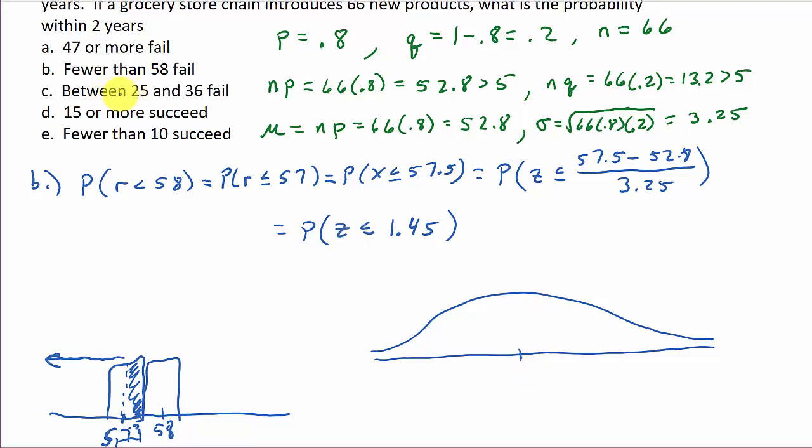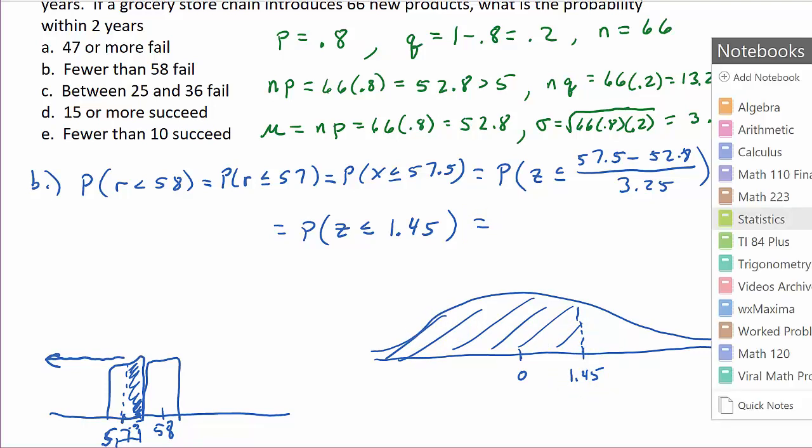I might do it on this one, and then on these two I won't. All right, so there's 0. Here's your 1.45, and I'm looking for the area to the left because it's less than. So remember, with the table I have, when I look up the z-value, that gives me the area to the left.